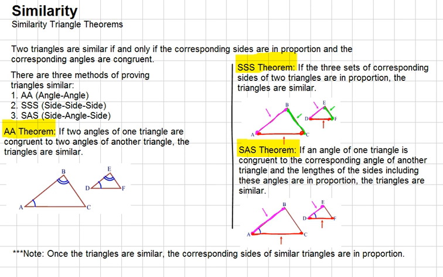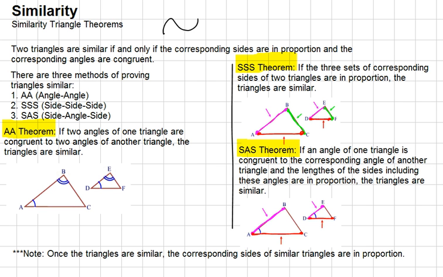We've started a new standard on similarity, and this video talks about similarity triangle theorems. Two triangles are similar if and only if the corresponding sides are in proportion and the corresponding angles are congruent. So the symbol for similarity is this symbol right here.